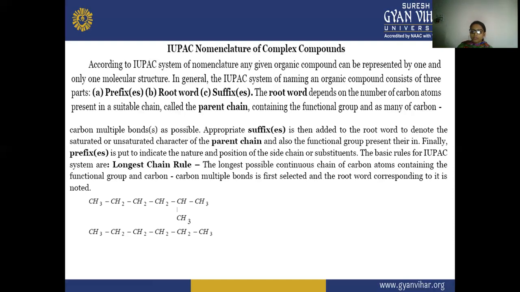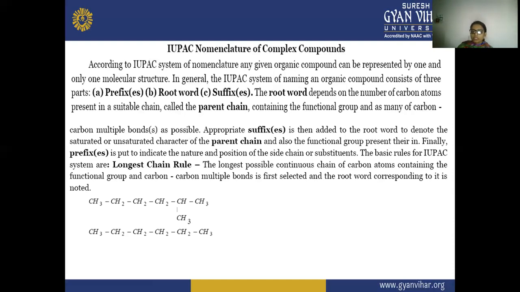The basic rules for the IUPAC system begin with the longest chain rule. The longest chain rule means that the longest possible continuous chain of carbon atoms containing the functional group and carbon-carbon multiple bond is first selected, and the root word corresponding to it is noted.